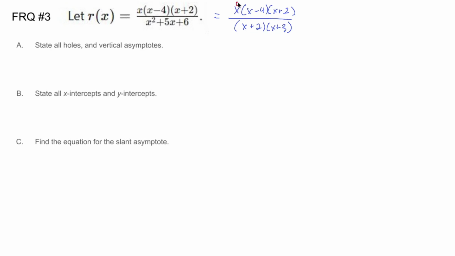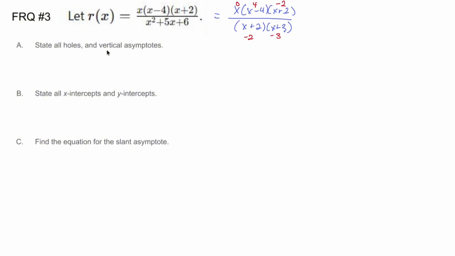For example, plugging in 0 makes x 0, and that makes the whole thing up here 0. Plugging in 4 makes this factor 0, plugging in negative 2 makes that factor 0, plugging in negative 2 makes that factor 0, and plugging in negative 3 makes that factor 0.